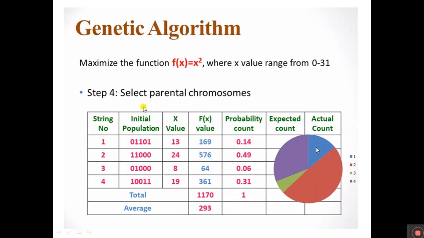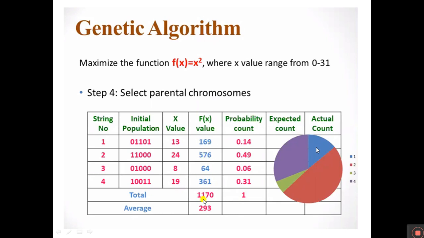So here is how to do the parental selection. We just assign 1, 2, 3, 4 as the string numbers. The initial population values we already chose: 13, 24, 8, 19. Here I am representing those numbers in binary encoding. Then what is the f of x value? f of x is equal to x square. So I get 169 for 13 times 13. Then 24 square becomes 576. 8 square becomes 64. 19 square becomes 361.